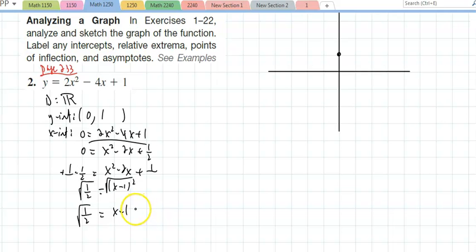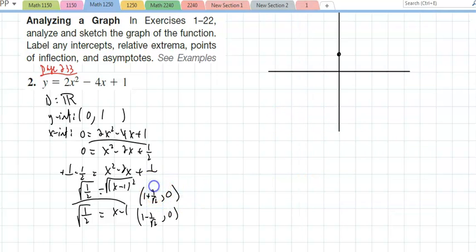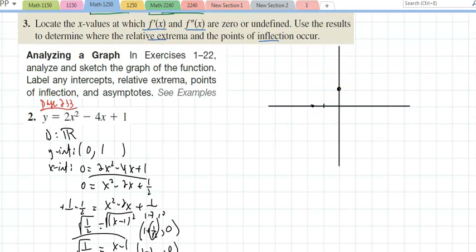So basically the x-intercepts are going to be, when y equals 0, x will be 1 plus 1 over radical 2, or 1 minus 1 over radical 2. So I could figure out what those are. If you don't, 1 over radical 2 is about 0.7. So I know this is about 1.70 and 0.30. You could use a calculator for that.